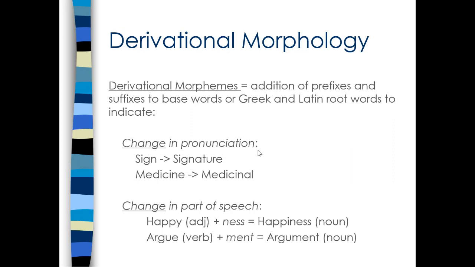Happy, in our second example here, is an adjective that describes something, but if we add ness to it as a suffix, we go from having the descriptive word happy to having happiness, which is a thing, which then becomes a noun. So derivational morphology, again, is the addition of a prefix or a suffix to a base word, which can either be Greek or Latin or just a base word. And these change the pronunciation of a word and the part of speech of that word.